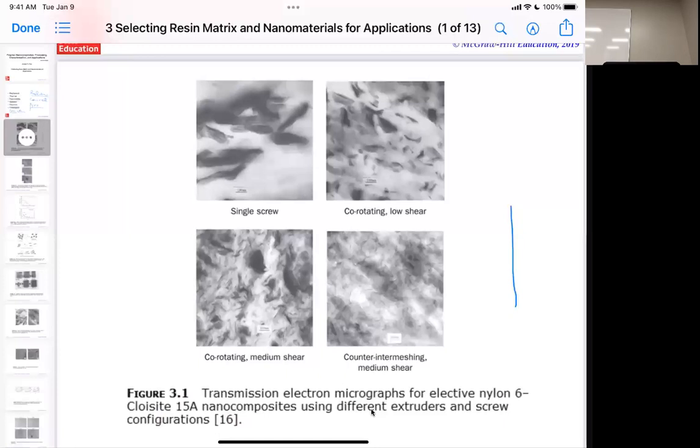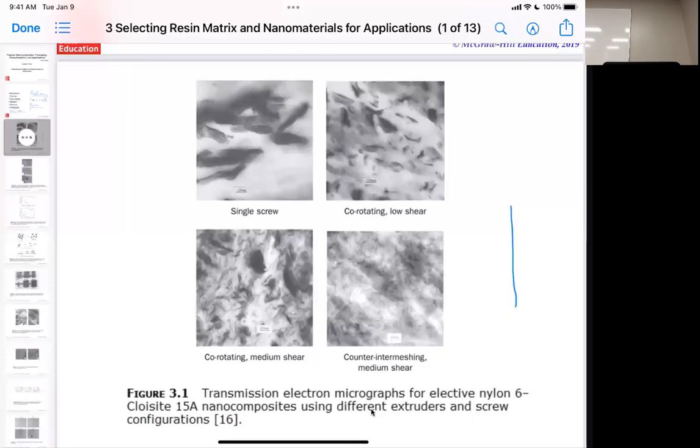This is counter rotating, and so they're rotating against each other right here. You're getting a little more shear, but it's not as high, it's much higher shear than this, and you can tell by the TER, right? Until you're getting smaller and smaller tactoids, they're getting smaller. Now let's go to a counter rotating with medium shear, and you're getting some of those tactoids broken up. You've got some individual plates here in the middle.